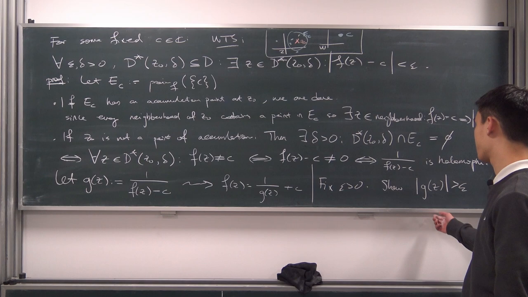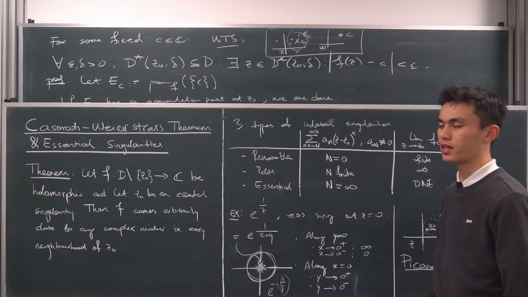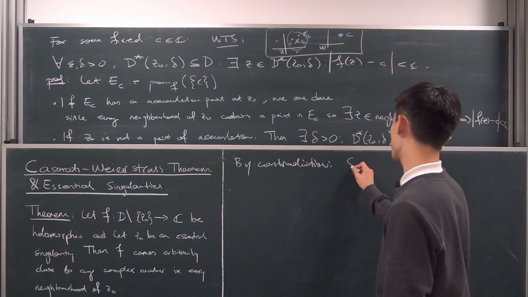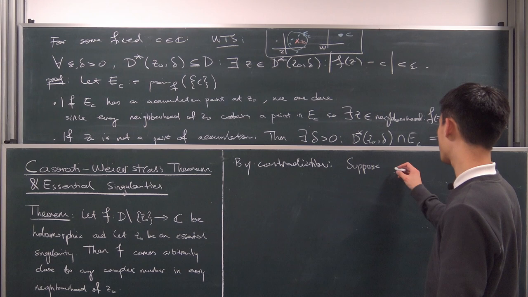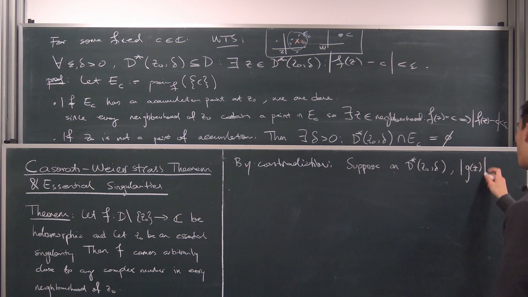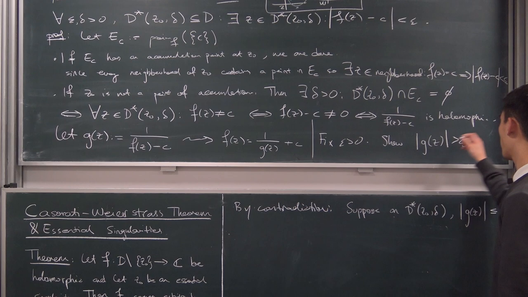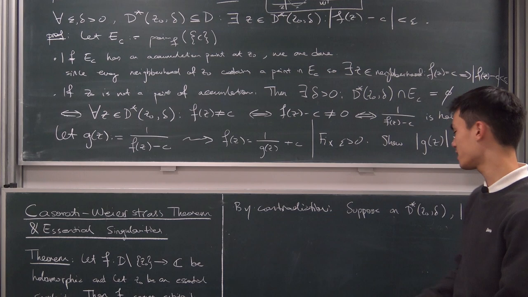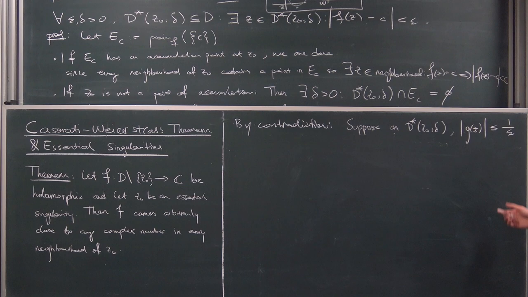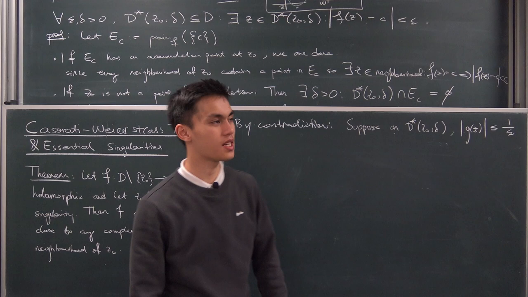So I'm going to rub out this blackboard here and we'll keep going. By contradiction, we're going to suppose that on this disk d star z naught delta, the absolute value of g of z, which we wanted to show was greater than 1 over epsilon, we're just going to suppose the opposite. So suppose this was less than or equal to 1 over epsilon. Silly me, we're taking reciprocals up there. And the idea is, if we suppose this, we're going to show that g of z naught is actually defined.